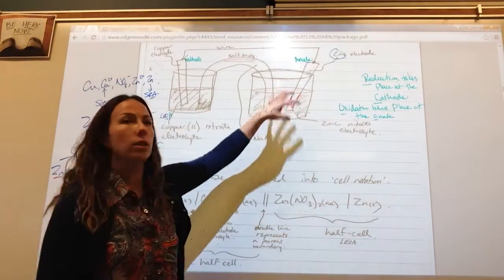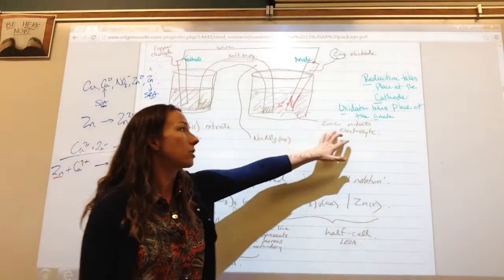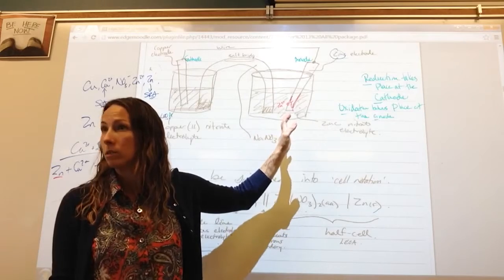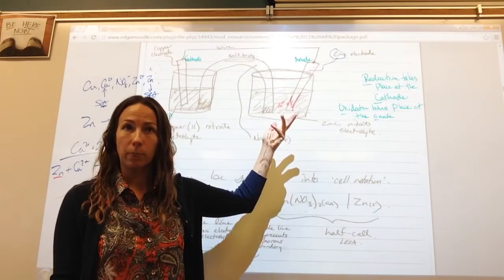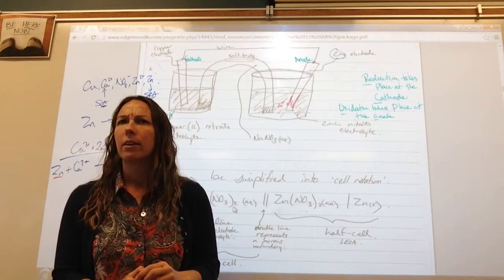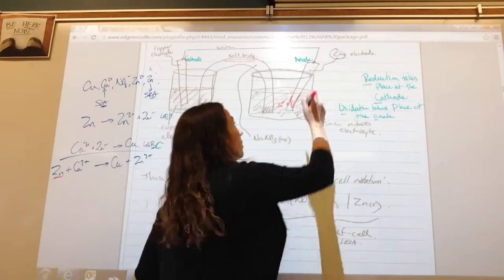And so the zinc is reacting and it is forming Zn2+. So the concentration of Zn2+ is increasing here because it already has zinc nitrate. So it just has more Zn2+, so its concentration is increasing. And the 2 electrons are going where? In the wire.